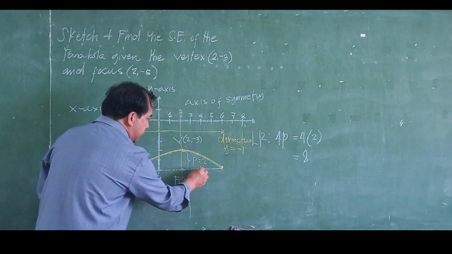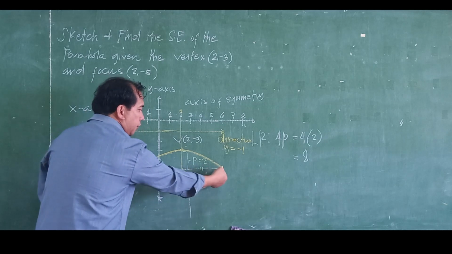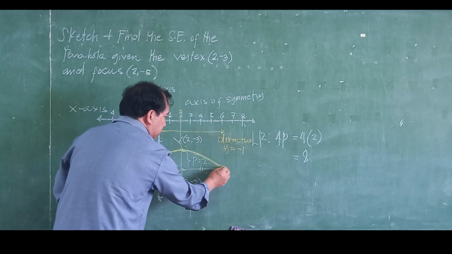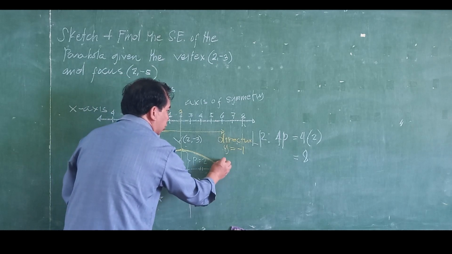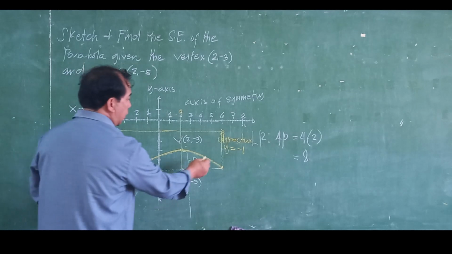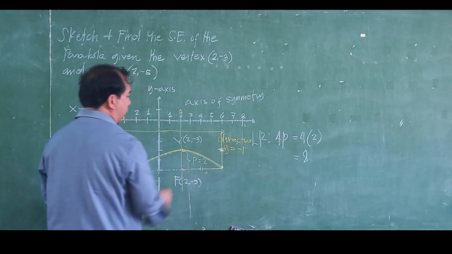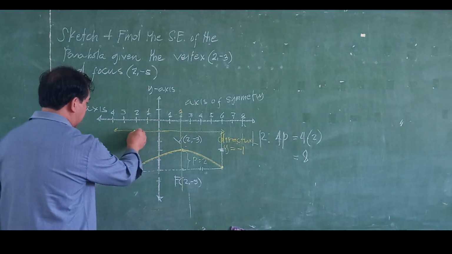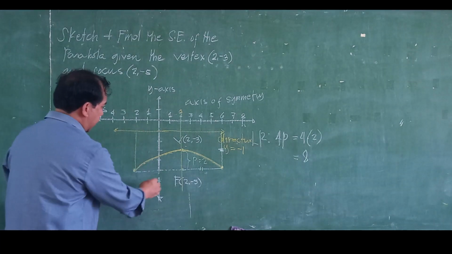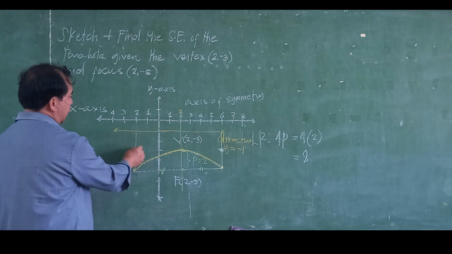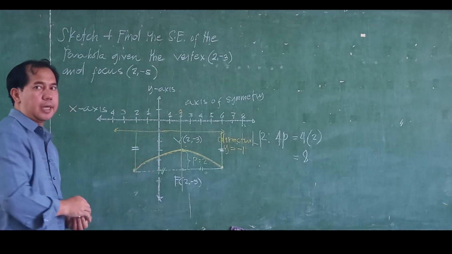Now, what about the distance of this one? We have said that this half of the latus rectum is equal to the segment that connects the points going to the directrix. They must be equal. Same as in here. This side must be equal to this side.